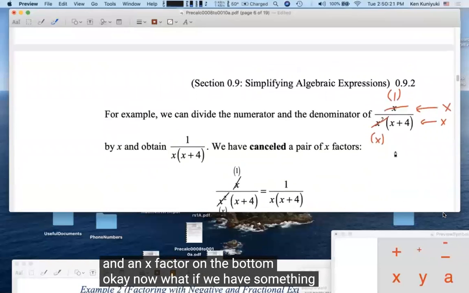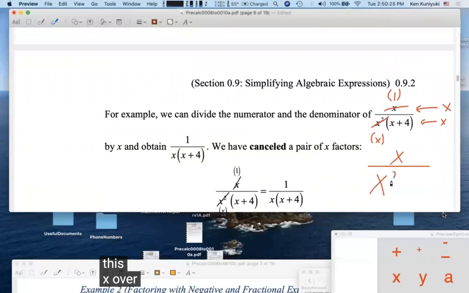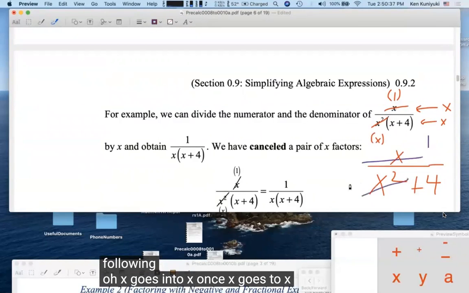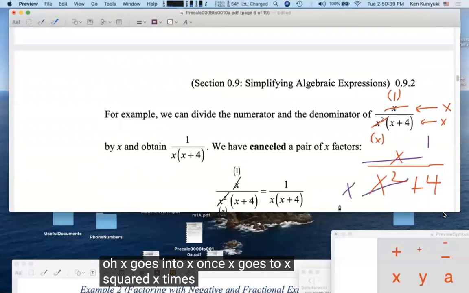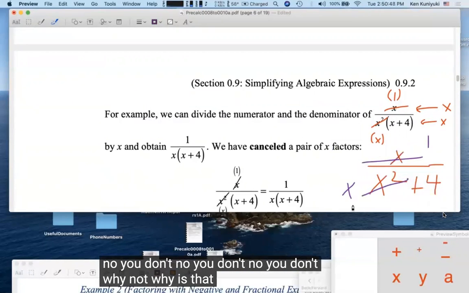Okay, now what if we have something like this? x over x squared plus 4. Now, a lot of students would do the following. Oh, x goes into x once, x goes into x squared, x times. I get 1 over x plus 4. No, you don't. No, you don't. Why not? Why is that illegal?